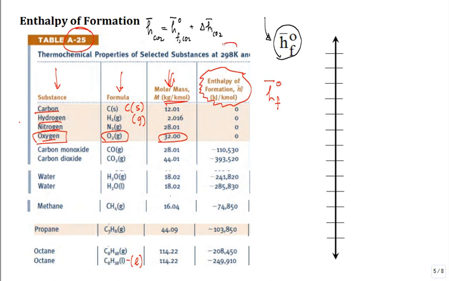Think 298. Reference 298. How hot is that in degrees C? 25. How hot is that in degrees F? 77. It's our high temperature of today. Would you like a high temperature of about 77 today? Or do you think it's going to be 100 today? It's going to be 100 today. That's what it is. It's going to be hot.